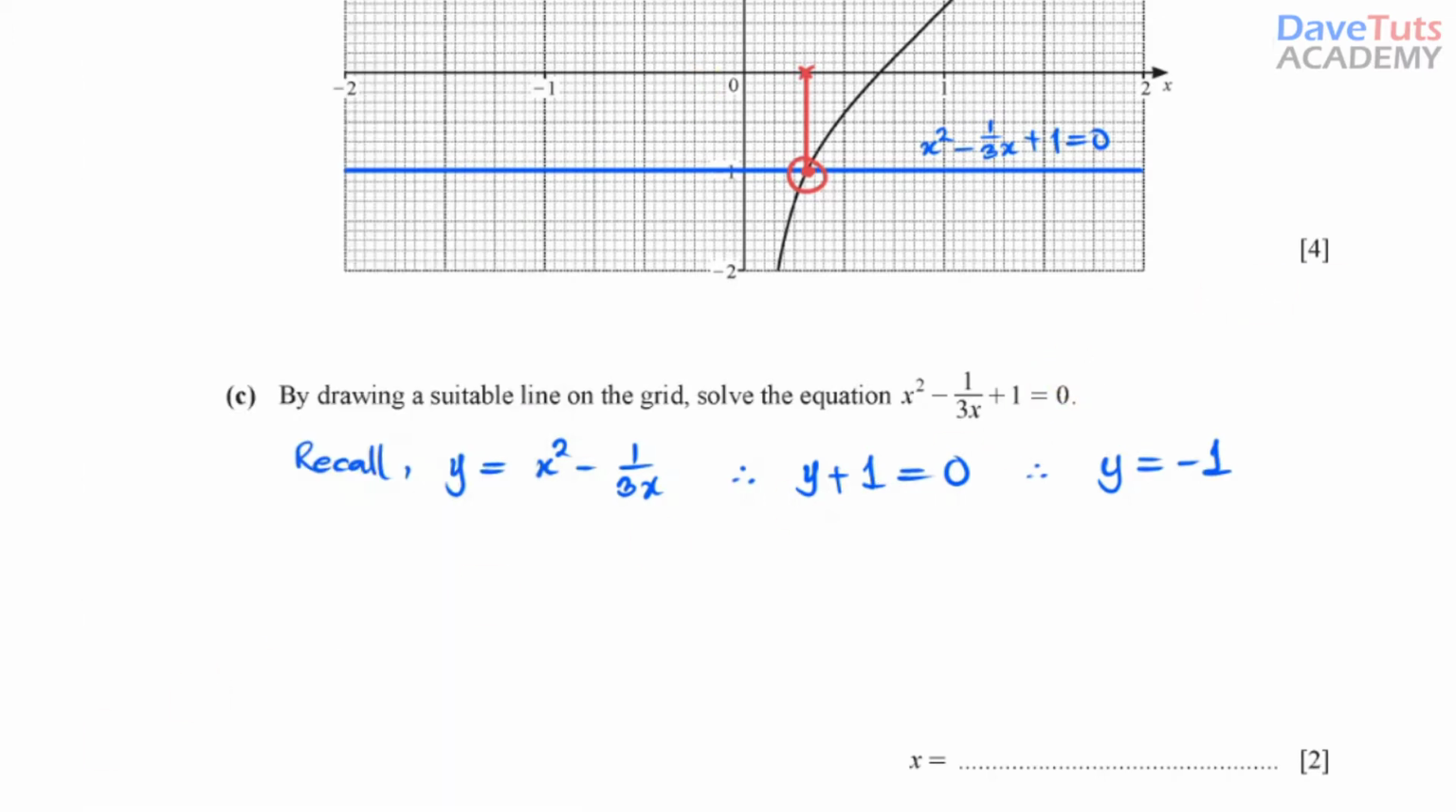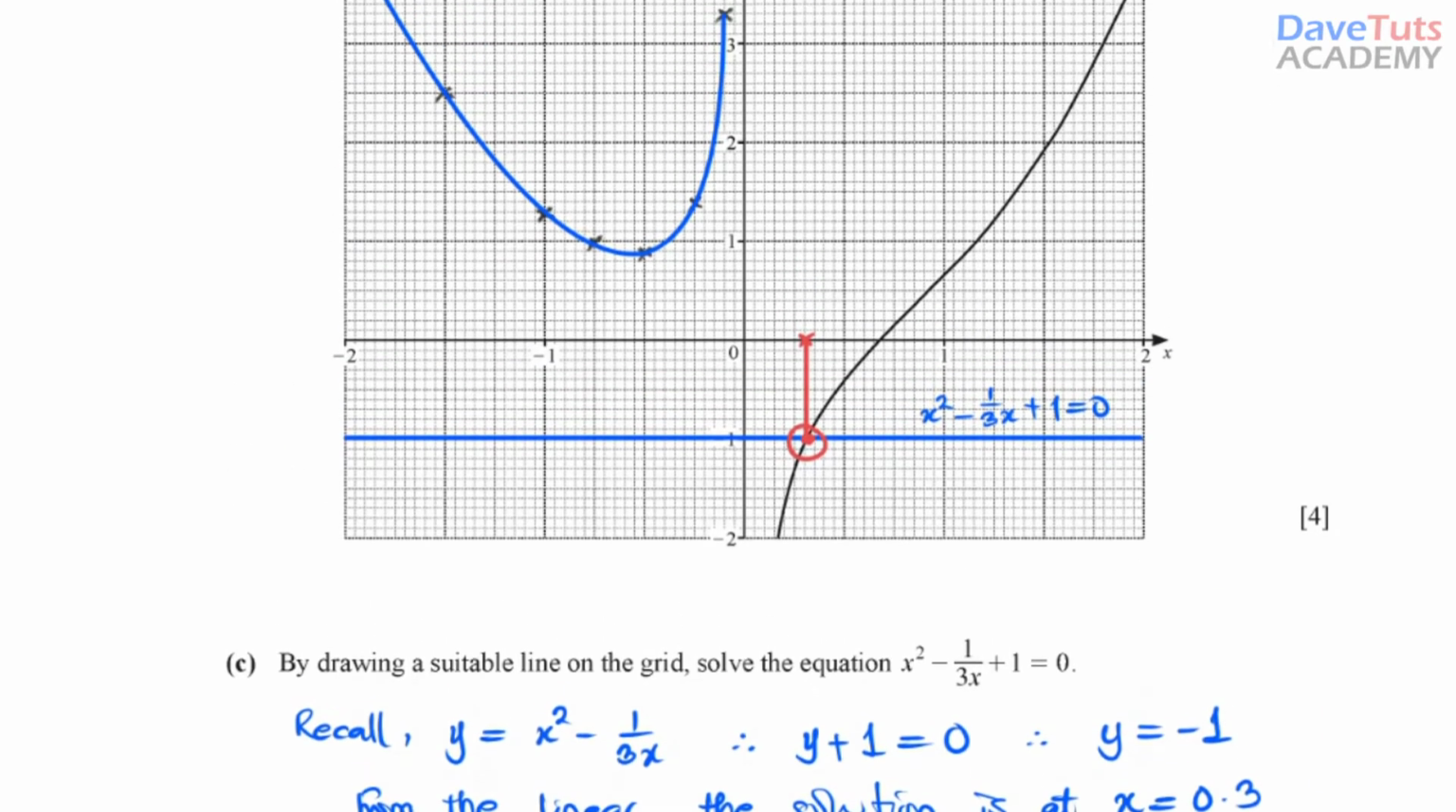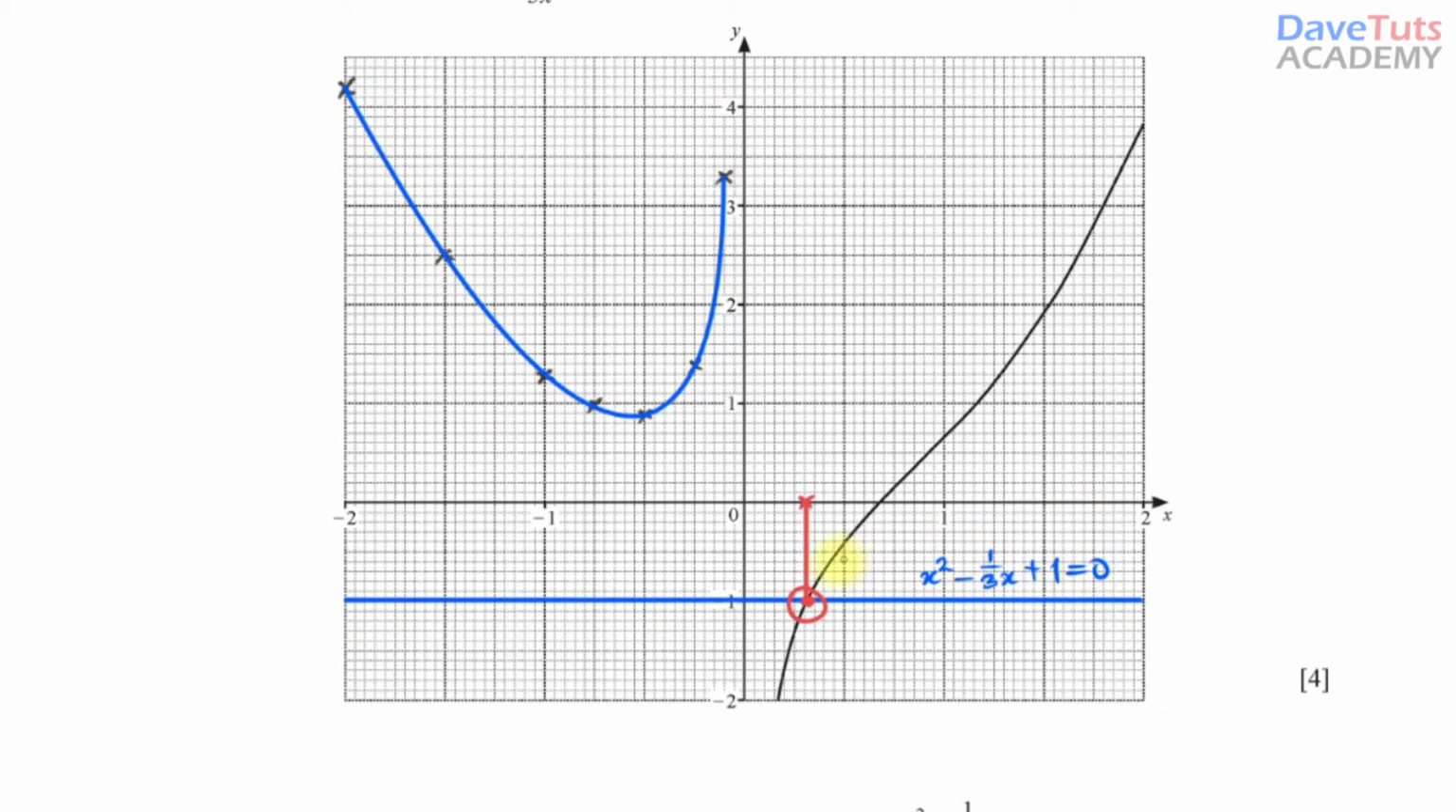So I can come back to my worksheet to say from the linear graph, the solution is at x is equal to 0.3. So here x is nothing but 0.3, which was obtained from this graph, and I'm able to reflect it appropriately here as shown in red.